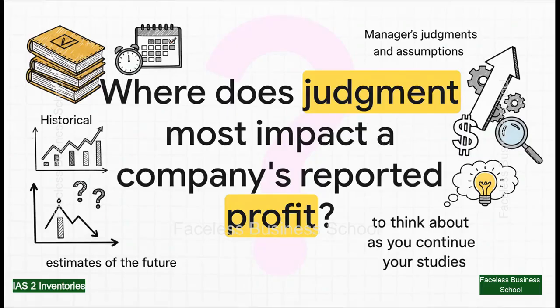And that leaves us with a really big and honestly a really important question to think about as you move forward. The cost part of our rule is mostly based on historical facts, what you paid. But NRV, that's all about making estimates of the future. So think about it. Where in this whole process does a manager's judgment and assumptions have the biggest power to affect the company's reported profit and its financial health? Definitely something to chew on.